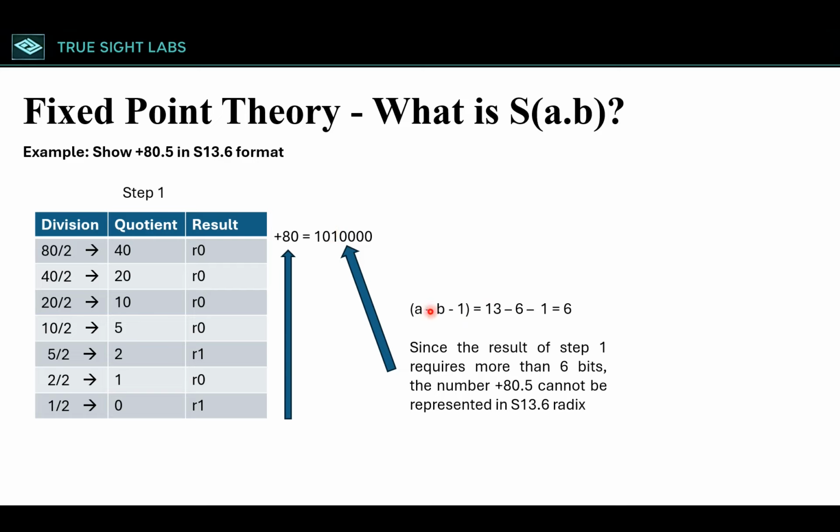Then when we evaluate this expression, A is 13, B is 6, minus 1, we get 6. Since the result of step 1, 7 bits here, is more than 6, the condition is not met, so we cannot go to step 2, meaning it's impossible to represent plus 80.5 in S13.6 format. So this is an example of an exception to the rule.